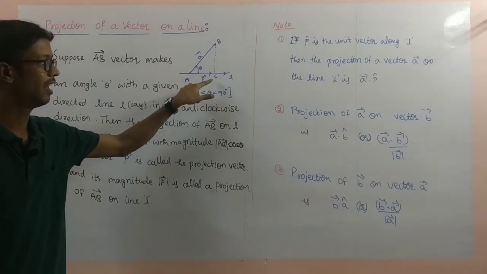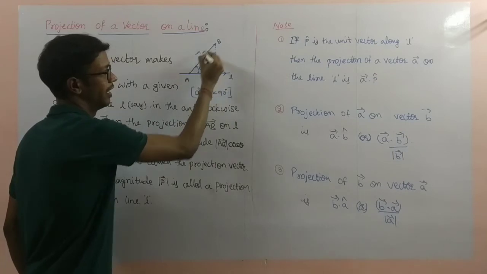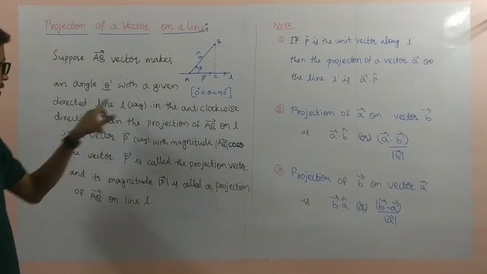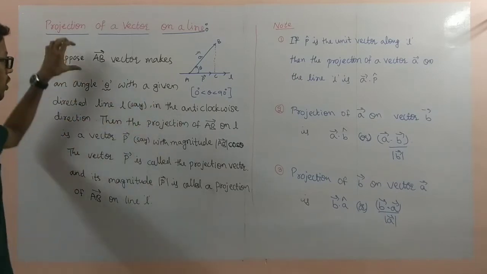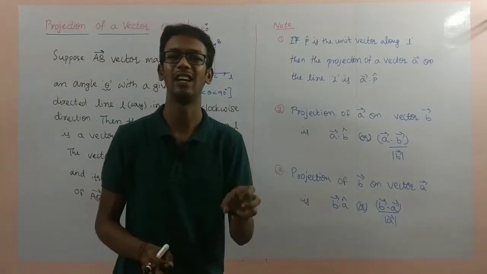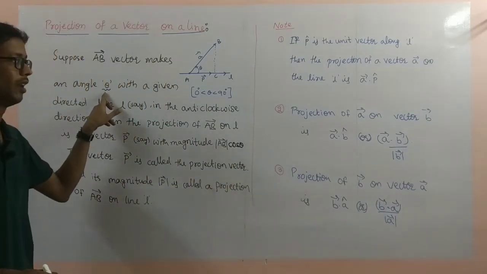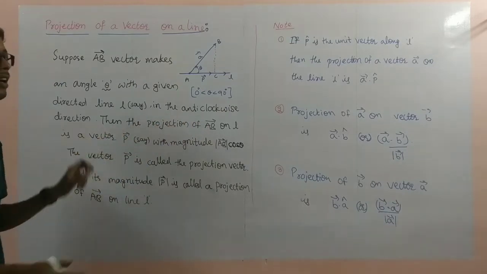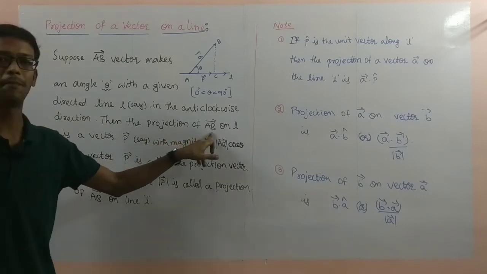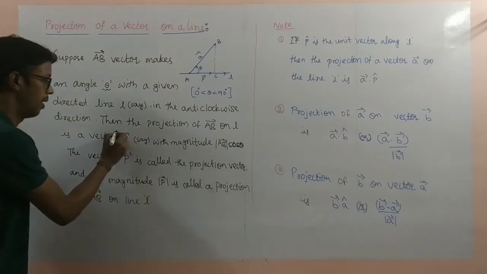It makes an angle with a line L. The angle between line L and the vector is taken as theta, with the given directed line L. So I am writing this in words in total. AB bar is a vector that makes an angle theta with the directed line L, in the anti-clockwise direction. Then the projection of AB bar on line L is a vector that I am taking as P bar.